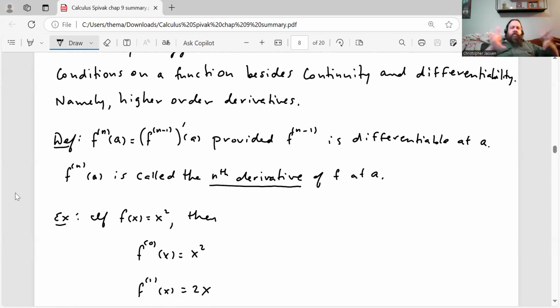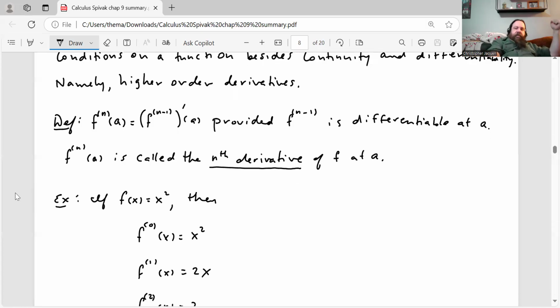All right, I'm just going over the definition here. Again, I'm not going to belabor definitions. Sorry, notation. One of the ways that we write down the nth derivative is like this. f superscript (n) of a means the derivative of f superscript (n minus 1), in other words the n minus first derivative of f, evaluated at a. That gives you the nth derivative of f at a. That exists provided the n minus first derivative is differentiable at a.